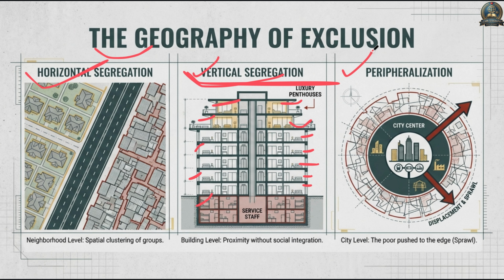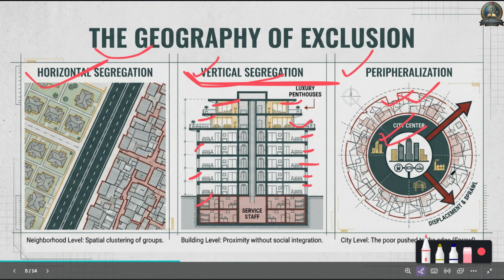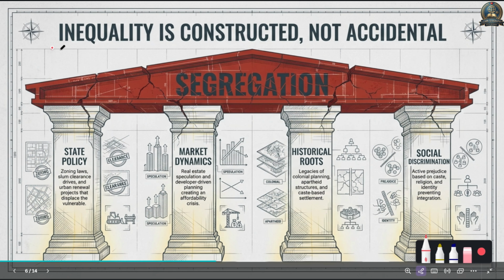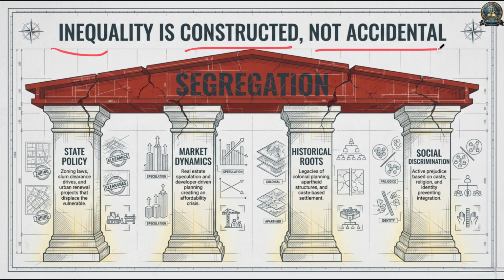Then peripheralization, city level, the poor pushed to the edge as well. Welfare populations are living in city centers, and other poor and marginalized communities are living outside, on the periphery or edge area, also known as the urban sprawl area. Then, inequality is constructed, not accidental.